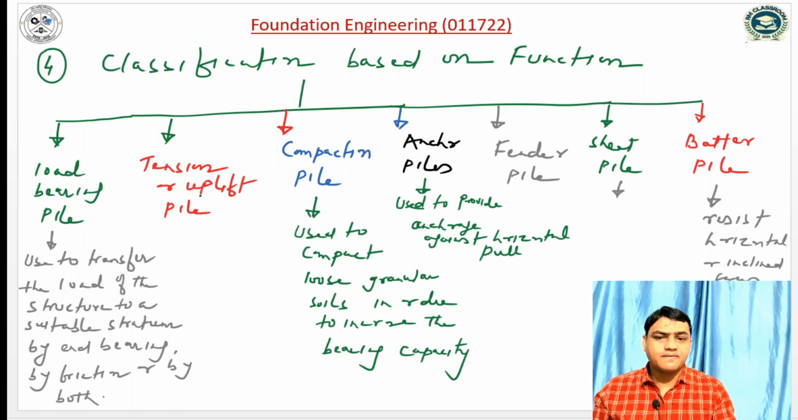Similarly, tension or uplift pile, compaction pile. This pile is used to compact the loose granular soil in order to increase the bearing capacity. Similarly, anchor pile is used to provide anchorage against horizontal pull, and the sheet pile is generally used in water structures. Similarly, batter pile is used to resist horizontal or inclined forces.